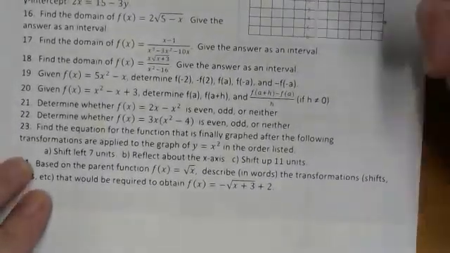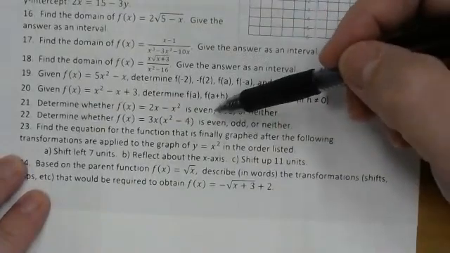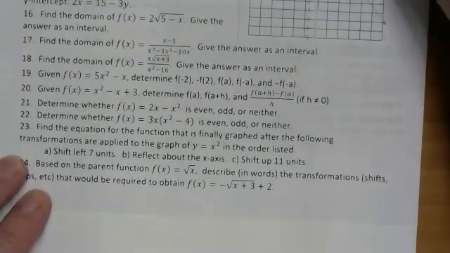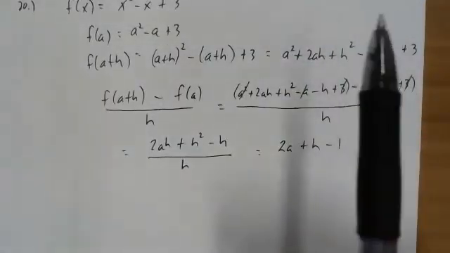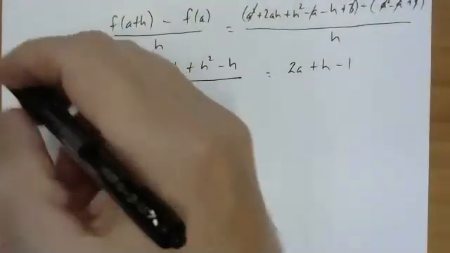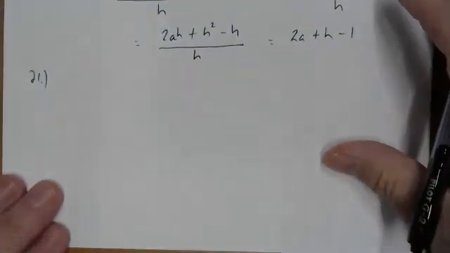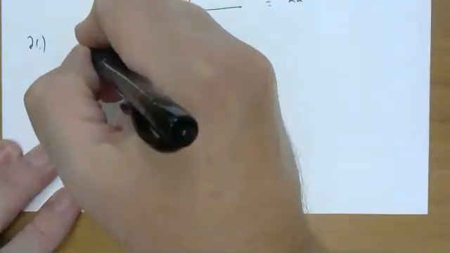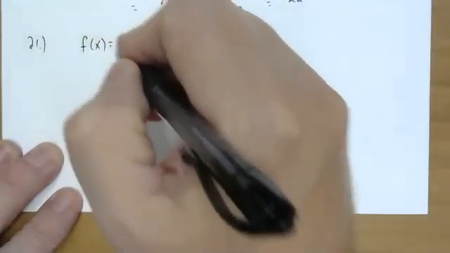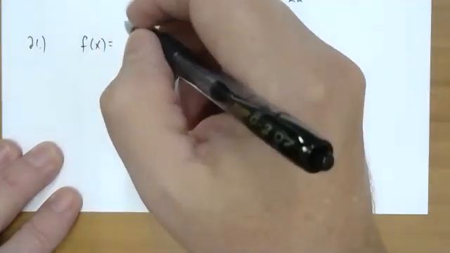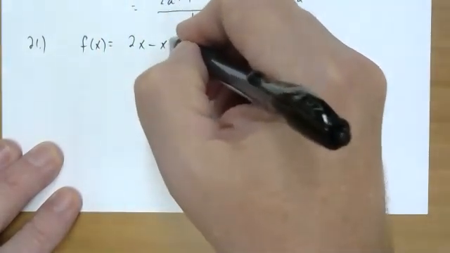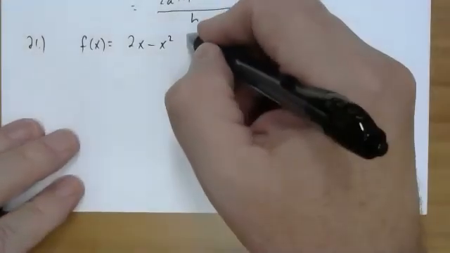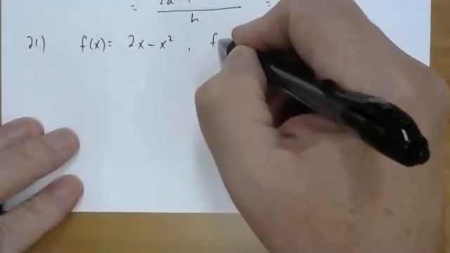So what's next? Now we look at functions and determine whether they're even, odd, or neither. Two problems. It's a pretty straightforward way to check. So let's just do it, and then I'll remind you of what we check for. So number 21, f of x equals 2x minus x squared.